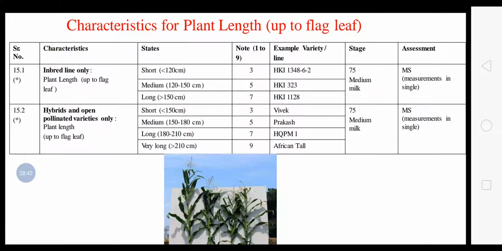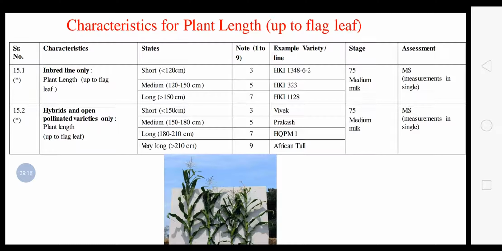The second character, that is 15.2, is for hybrids and open pollinated varieties only. 15.1 was for inbred and 15.2 is for hybrids and OPVs. Here the plant length is categorized into 4 groups: short, medium, long and very long. Short is less than 150 centimeter, scored as 3, medium is 150 to 180 centimeters, scored as 5, long is 180 to 210 centimeters, scored as 7 and very long is more than 210 centimeters, scored as 9.